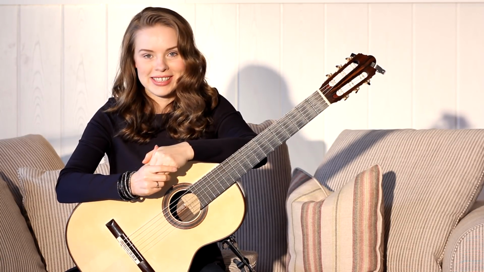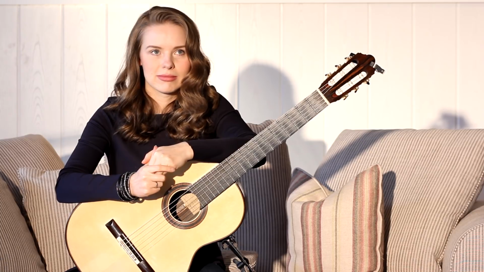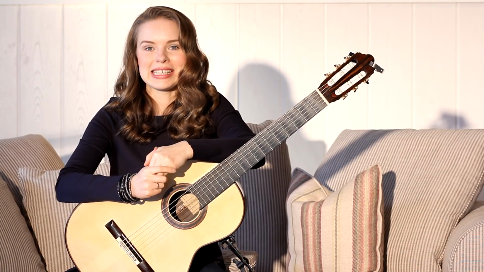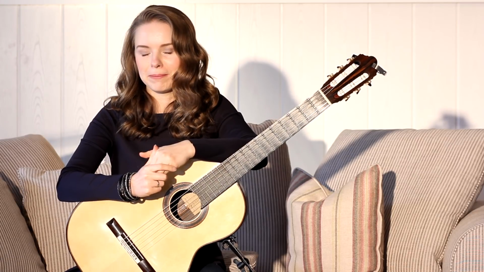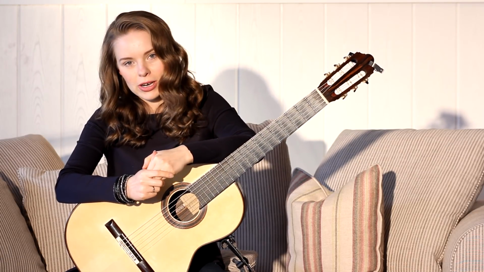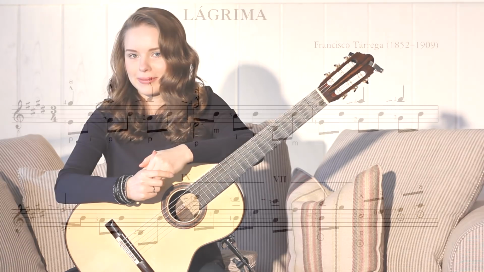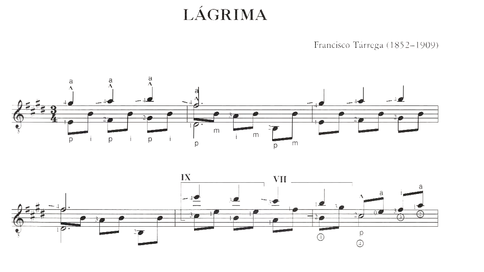The first piece is one of the most popular classical guitar pieces, and it's Lágrima by Francisco Tárrega. So let's take a look in the score, what we can find there. There is just the very beginning of Lágrima. If you take a look in the score, you will see that some of the notes have the stem up, and some of the notes have the stem down.